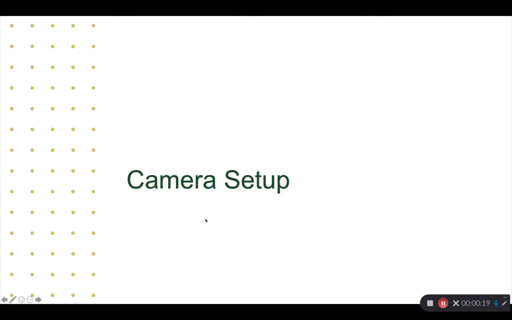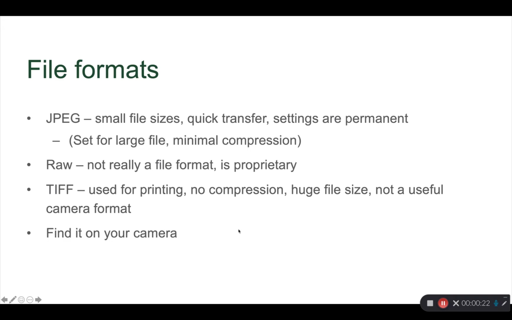Let's talk about how to set up your camera to go take some pictures. First, let's talk about file format. There are several choices in your menu. You've got JPEG, RAW, and some cameras have a TIFF. JPEG is a compressed file format. It makes a small file, relatively speaking, which makes for a quick file transfer from the camera to your computer.